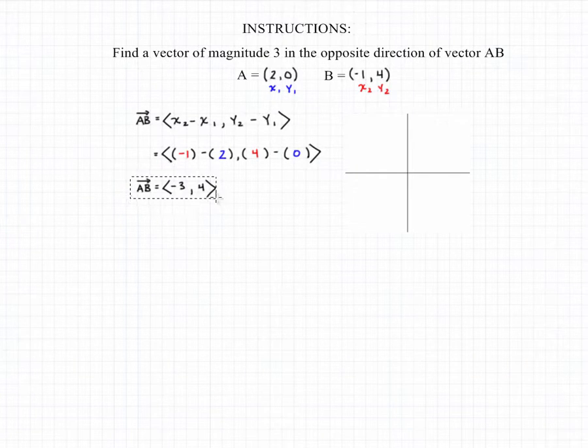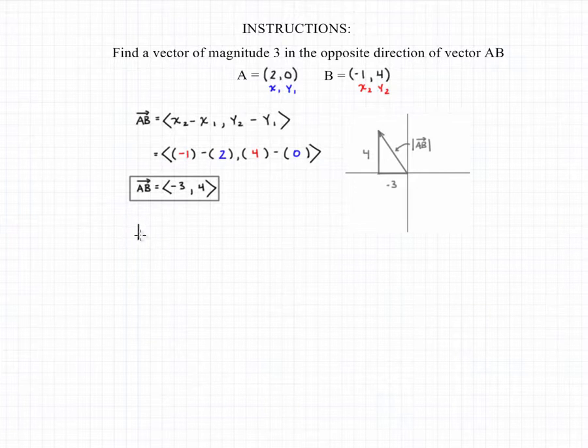From here, we need to figure out the magnitude of that vector, and we can think about it as if the coordinates of this vector are sides to a right triangle, and what we're trying to find is the length of the hypotenuse. That's the same thing as the magnitude of this vector.